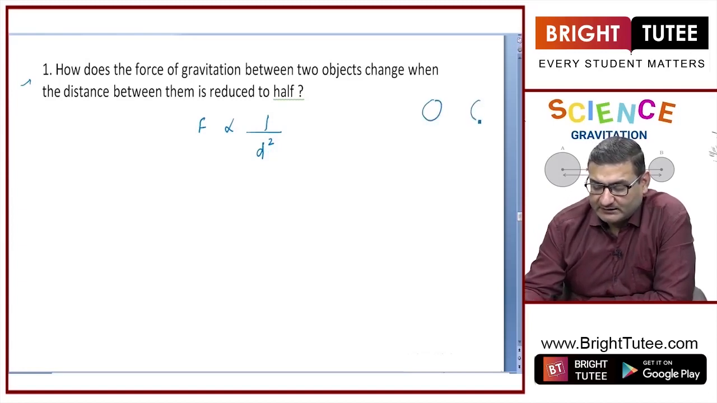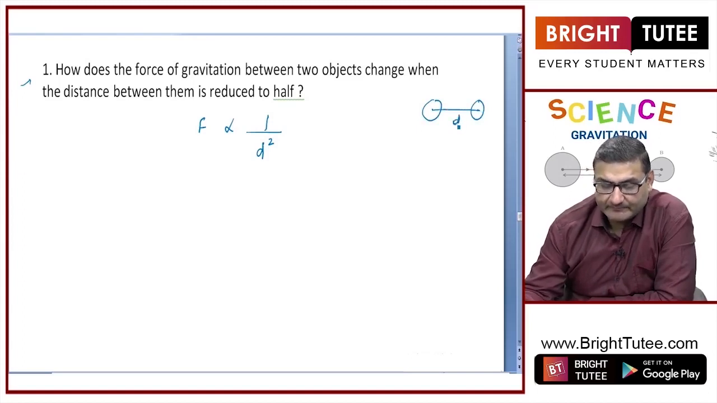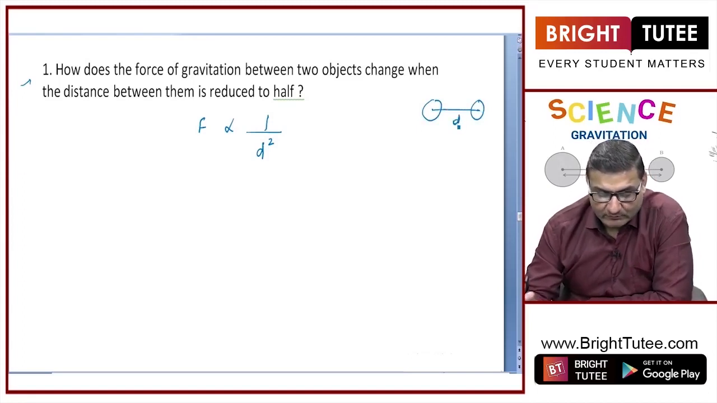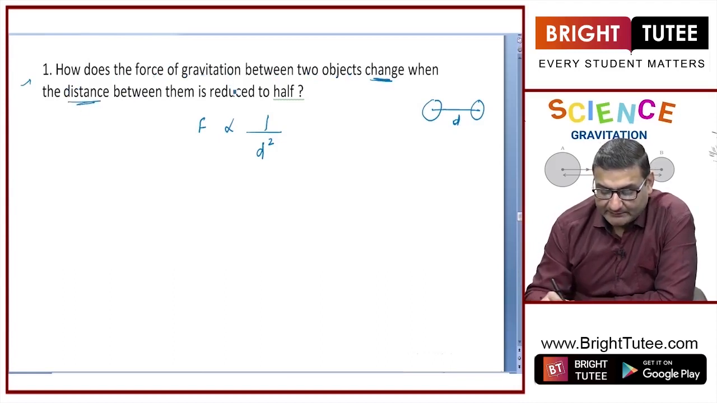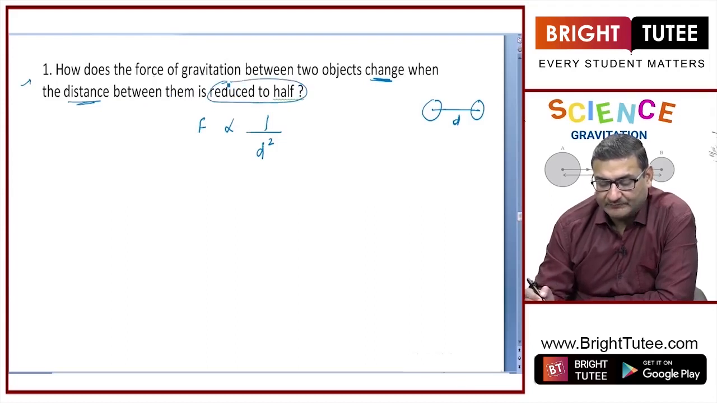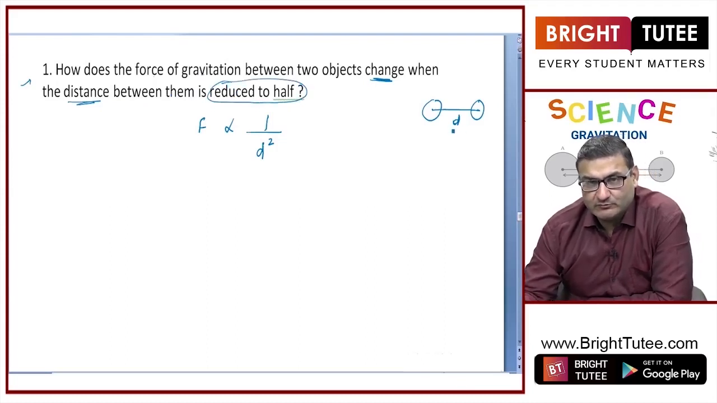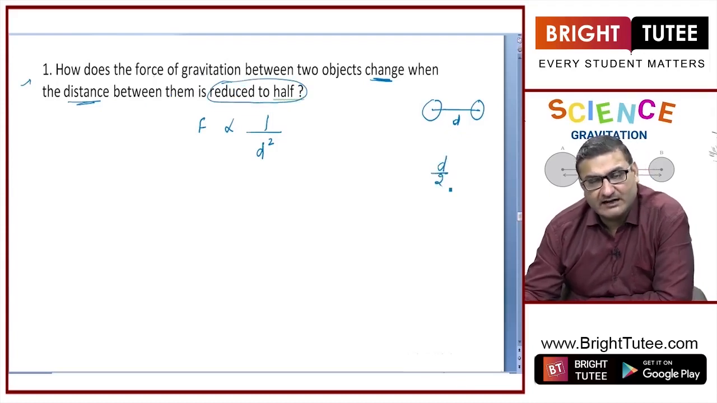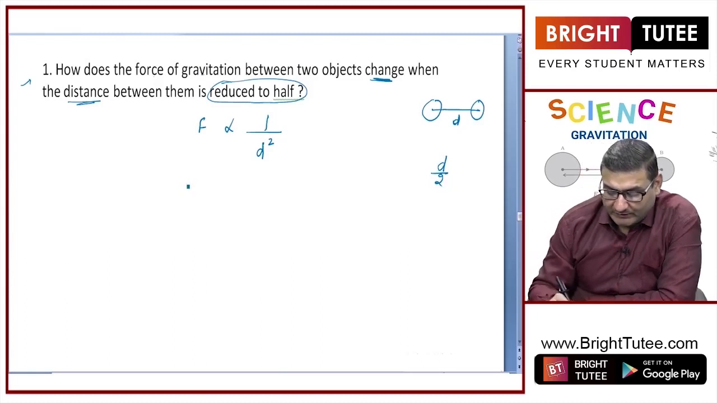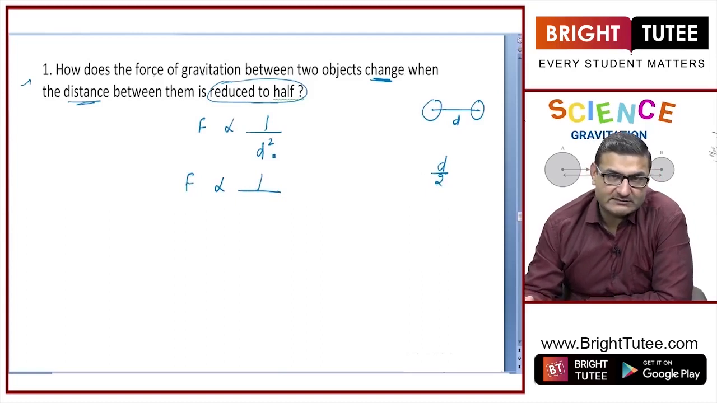We have assumed that the distance between the centers of the two objects is d, right. Now, what exactly the question asks is, how does the force of gravitation between two objects change when the distance between them is reduced to half? Means the distance which we have assumed to be d, now the examiner is saying that this d is reduced to half, right.